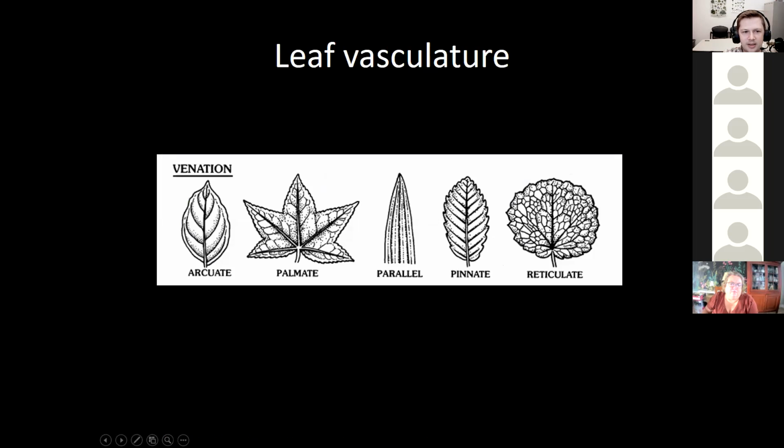So here's just another example of leaf vasculature. This can be very helpful. Not many things will have this arcuate type venation. Most plants you look at tend to be more in line with pinnate, like oaks and things like that. But palmate as well, for maples, for sycamores, that type of thing. Parallel is what you'll see with orchids, palms, etc. And reticulate, you tend to see more with a lot of the herbaceous plants.